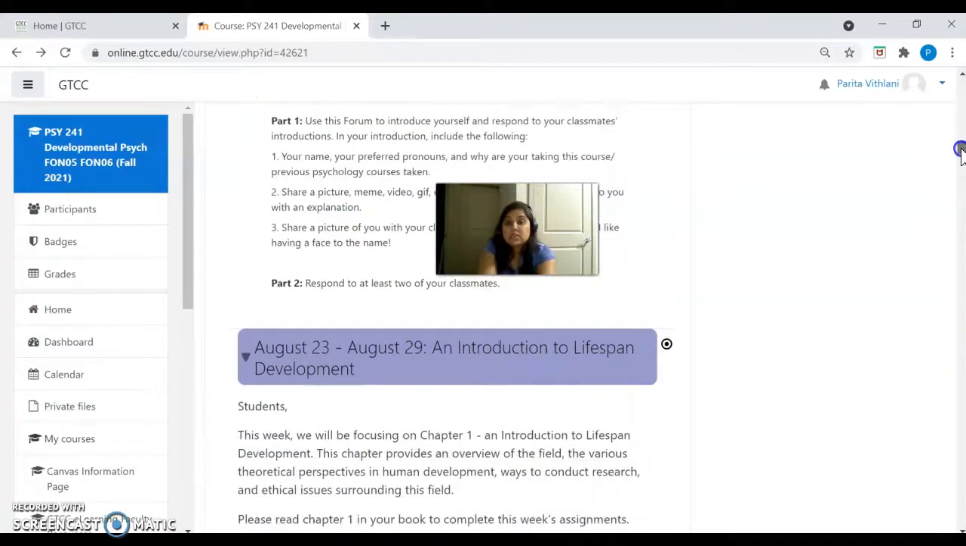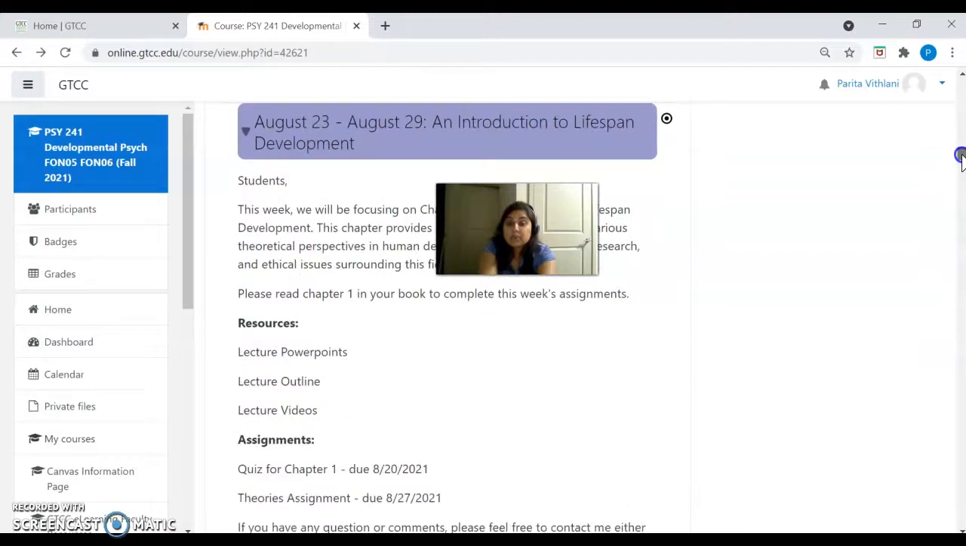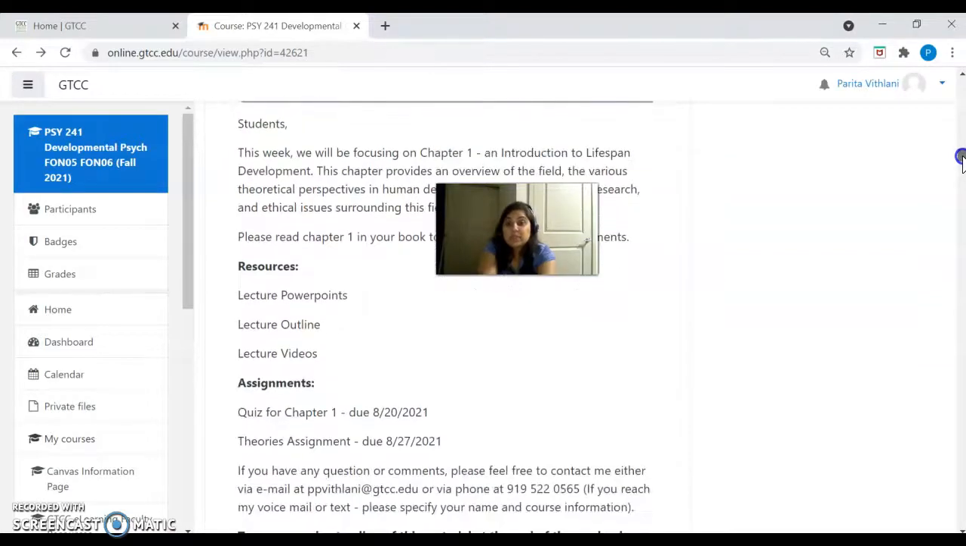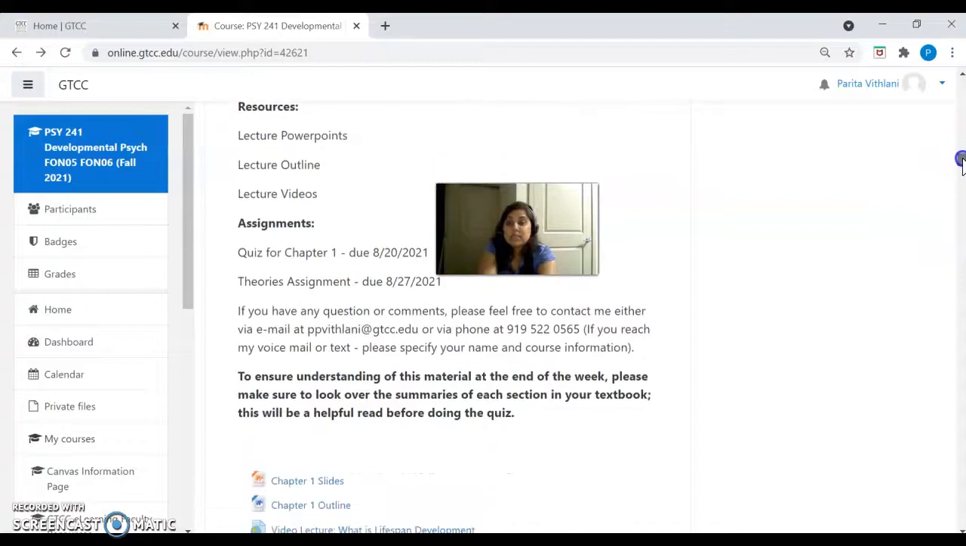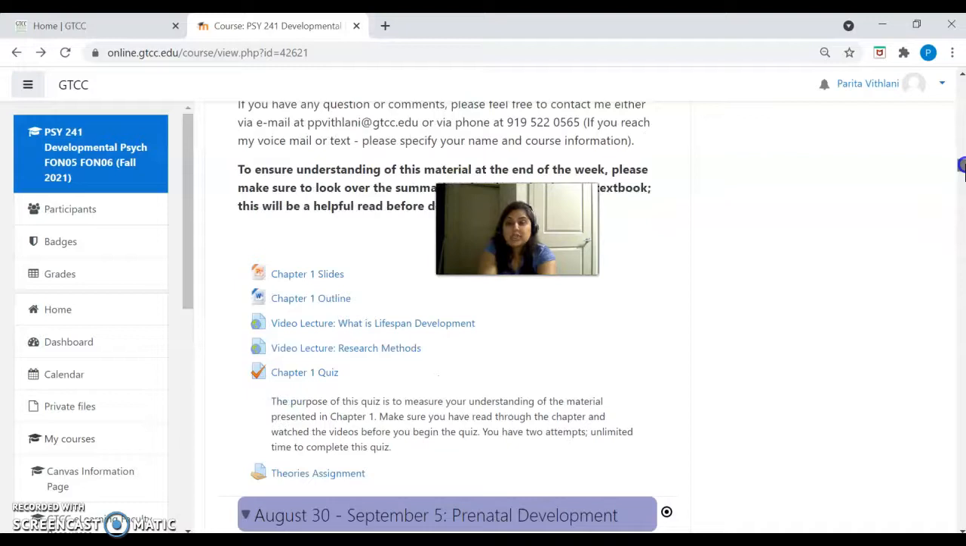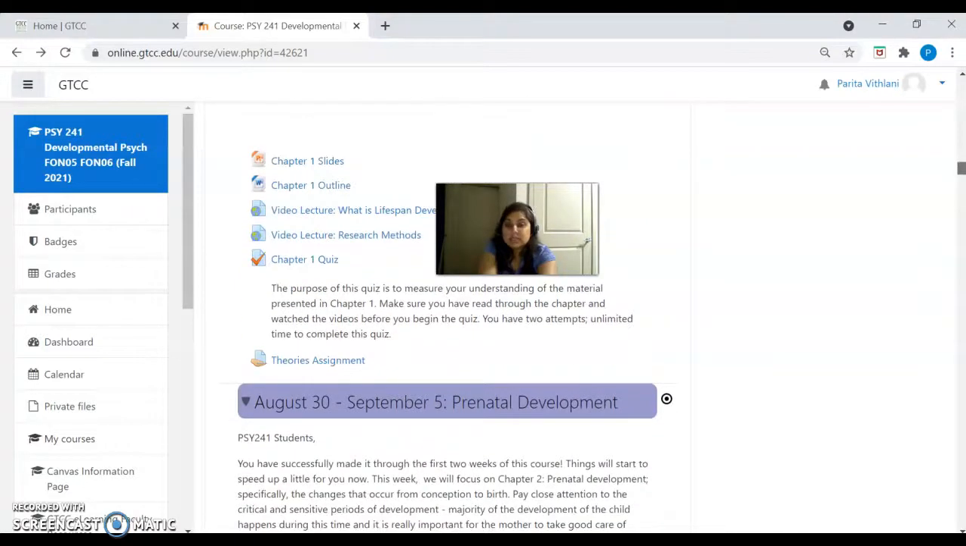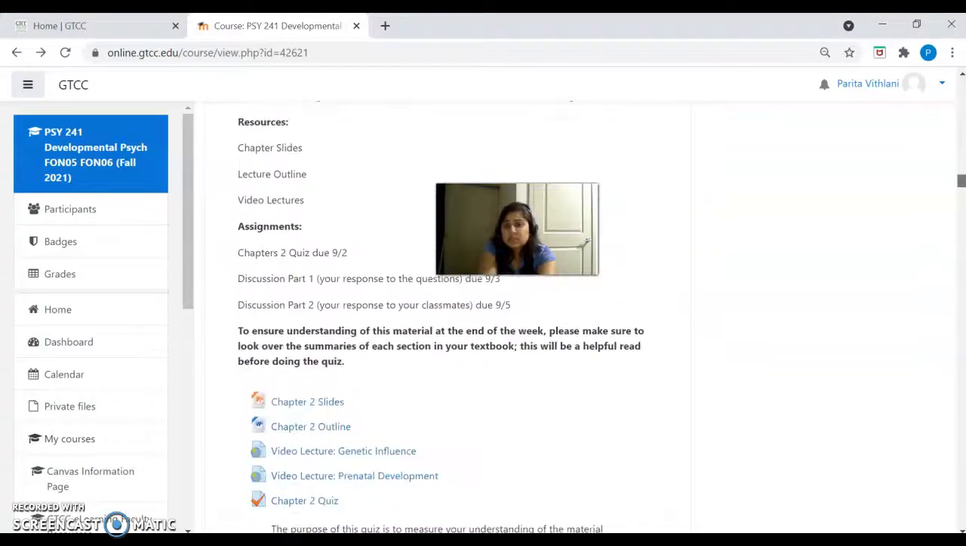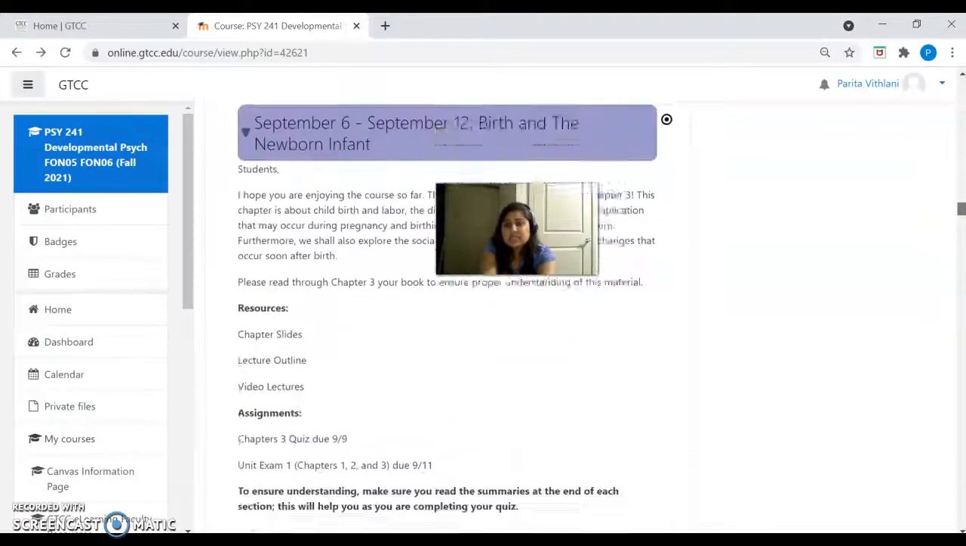As you see, the entire semester is laid out for you. Every week you'll have 1 or 2 chapters which is explained to you at the beginning, along with the resources and your course activities that will get you through the week. You have your slides, your outlines, your lecture videos, your assessments, and your assignments. All of that for the entire semester is laid out for you.